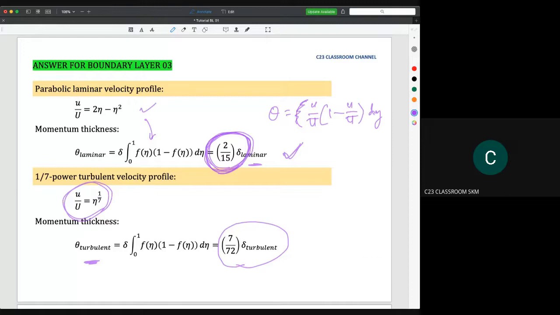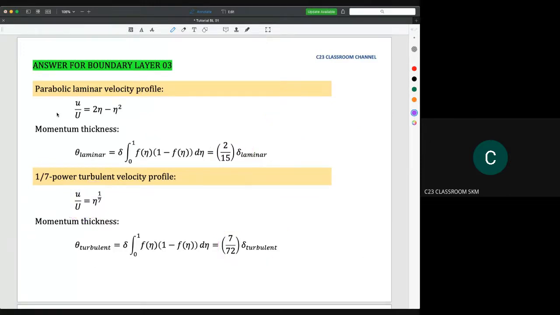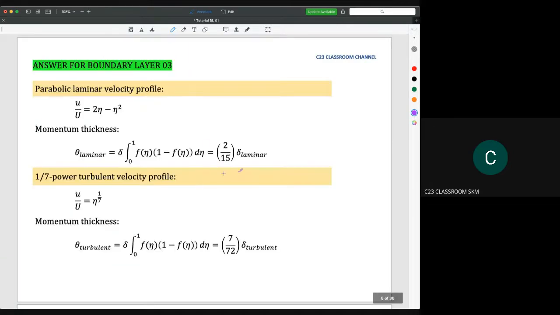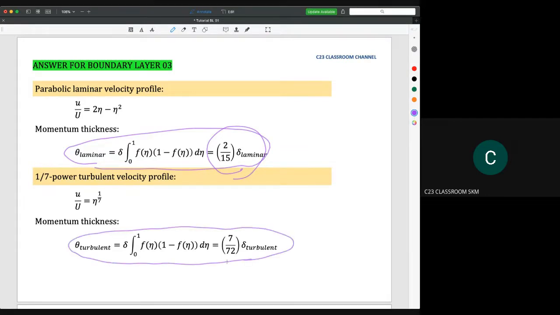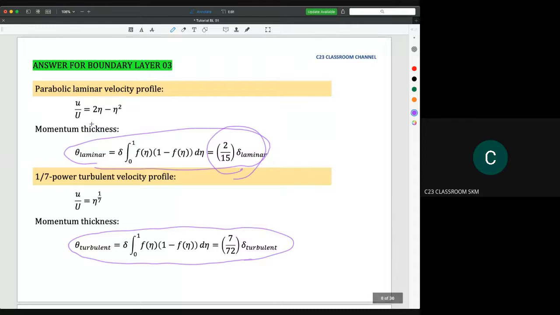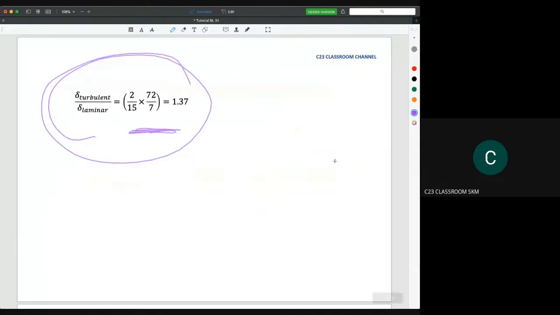Then what we need to do is define the value of delta turbulent over delta laminar. We know that delta turbulent over delta laminar can be calculated like this. So the ratio is equal to 1.37. Where do we get this number? You could see here. We have the theta laminar equal to this one, and the theta turbulent equal to this one. From the condition given in the question, the momentum thickness is constant, so now we equalize these two values. We have at first 2 over 15 delta laminar equal to 7 over 72 delta turbulent. Then you could rearrange this equation into this term, and finally you could calculate the ratio of delta turbulent over delta laminar.